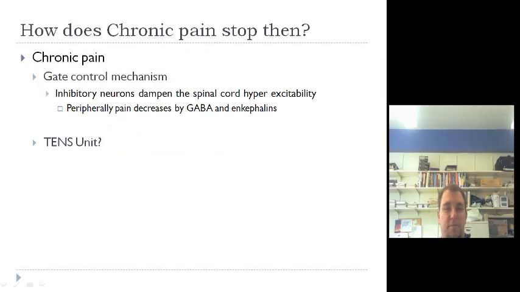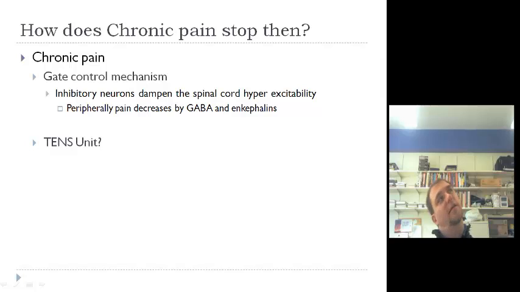So how does chronic pain stop then? With chronic pain, the C fibers are getting stimulated constantly. The gate control mechanism stays open. Inhibitory neurons dampen the spinal cord and hyperexcitability at the spinal cord level. Peripheral pain decreases by neurotransmitters GABA and enkephalon, and some other ones that I did not list.